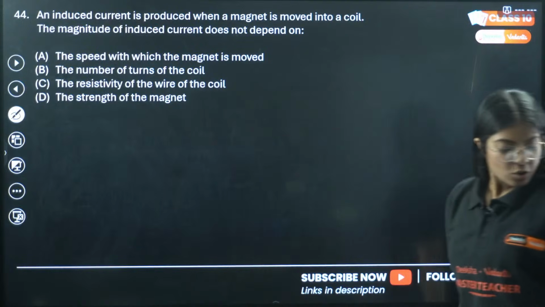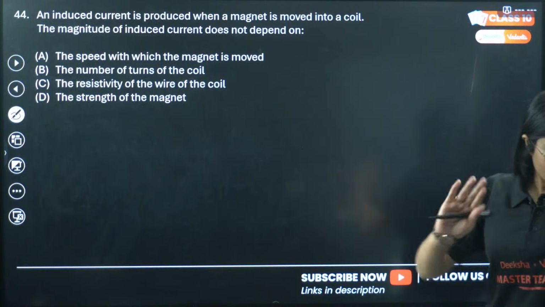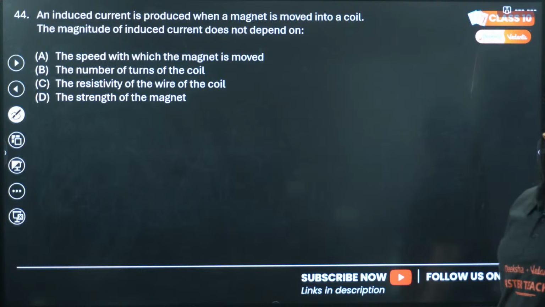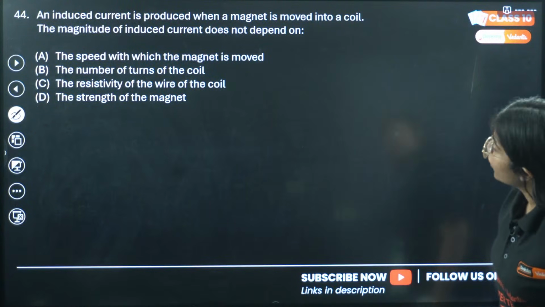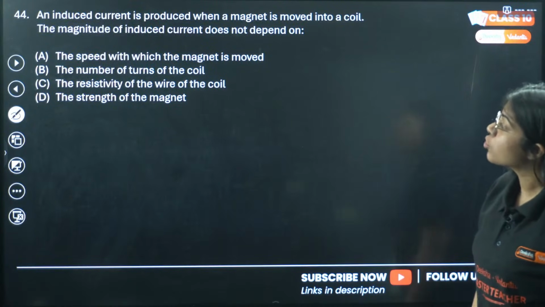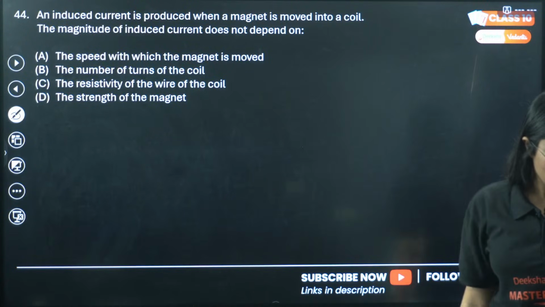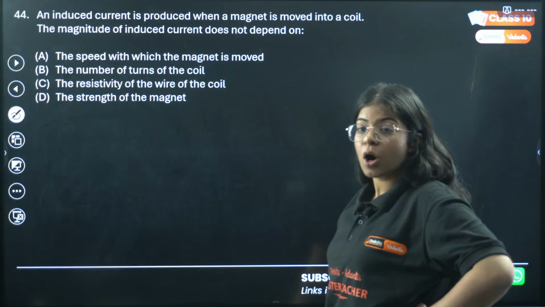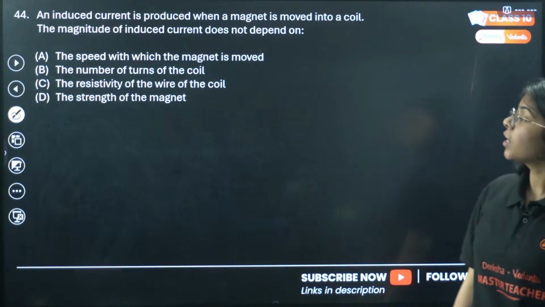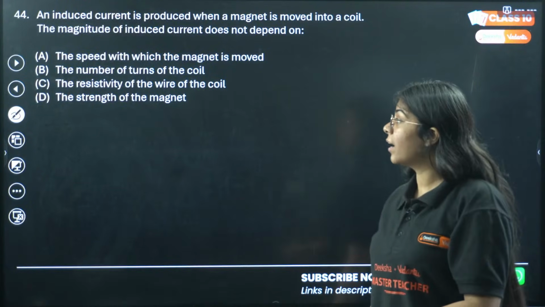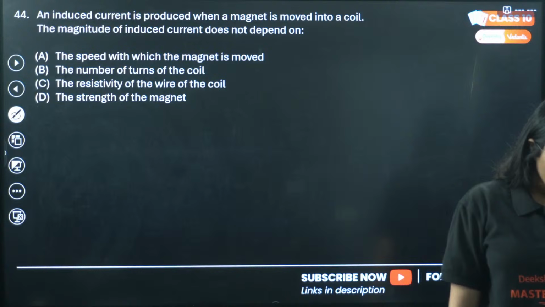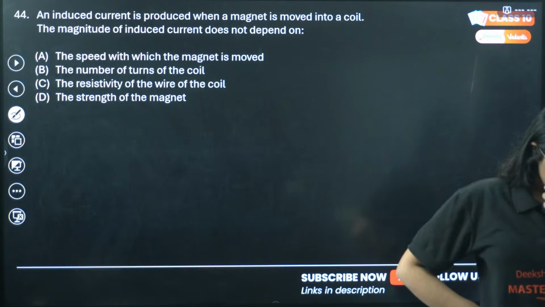44th. An induced current is produced when a magnet is moved into a coil. The magnitude of induced current does not depend on what? The speed with which the magnet is moving, the number of turns of the coil, the resistivity of the wire of the coil, or the strength of the magnet. They're saying C. Okay.